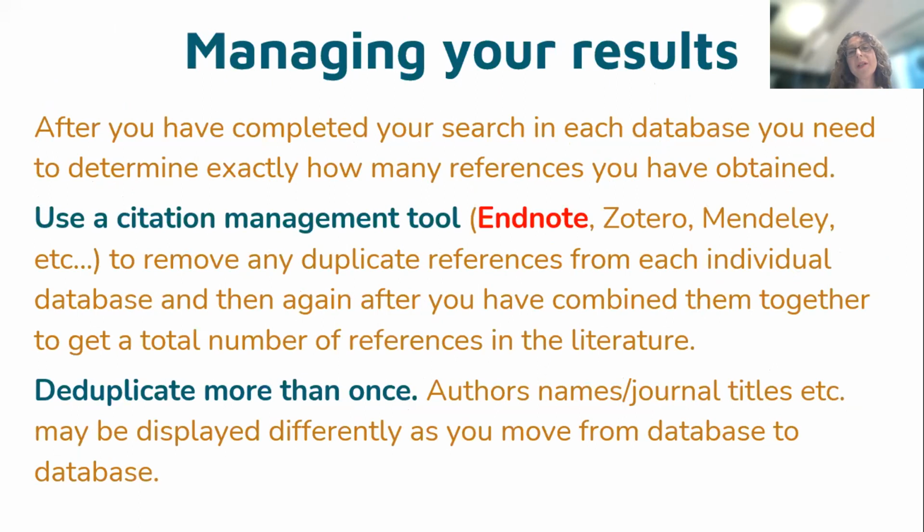So once you have all your results, you need to manage them. And so you need to use a reference management tool to help you with this. In UCD, EndNote is the tool that we use, and Diarmuid is our EndNote expert within the library. So you're going to use your citation management tool to remove any duplicate references that you've got from each individual database. And then again, once you've combined the results from all your databases together, you're going to have to dedupe there as well. So you need to dedupe more than once. This is because the authors' names and journal titles can be displayed differently as you move from one database to another.